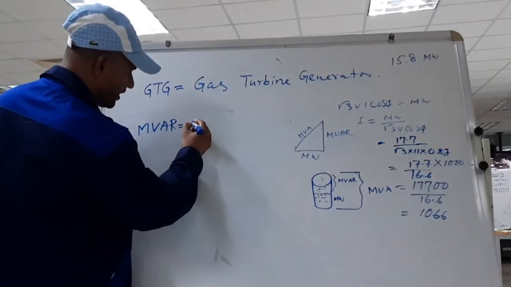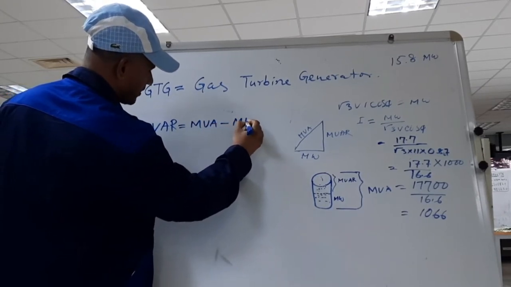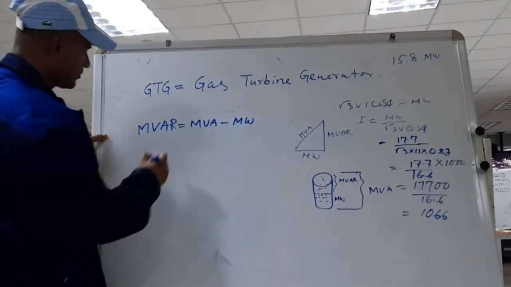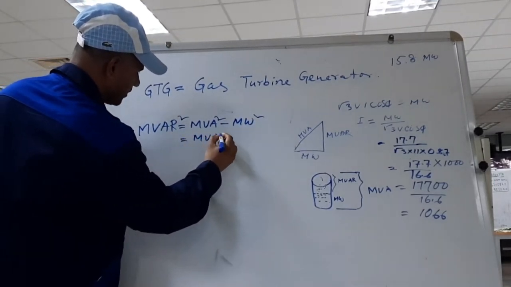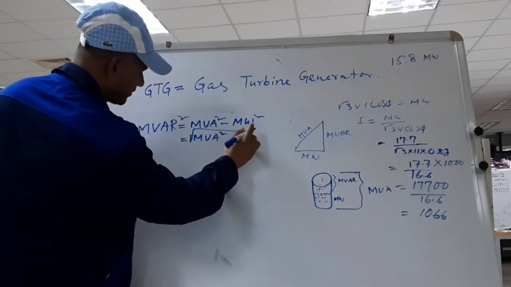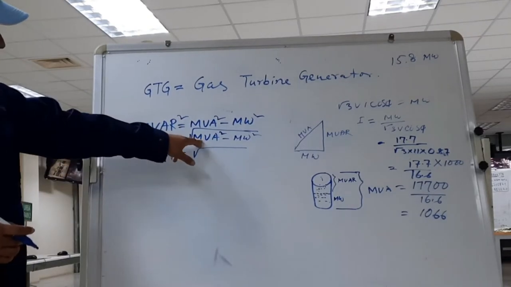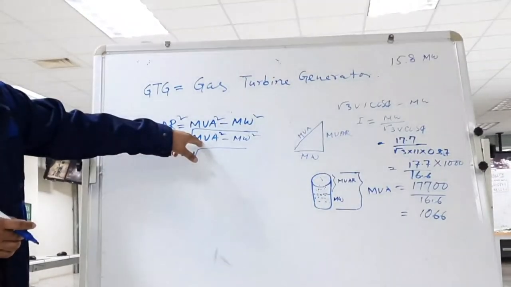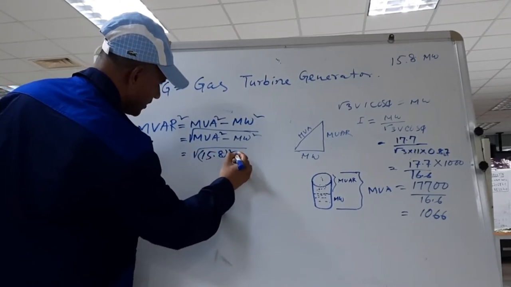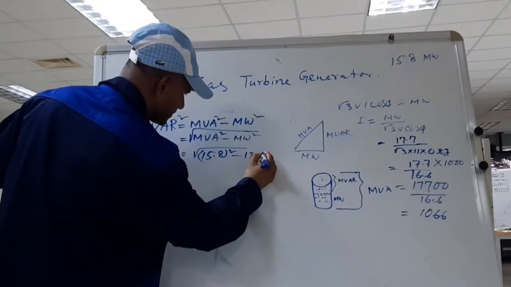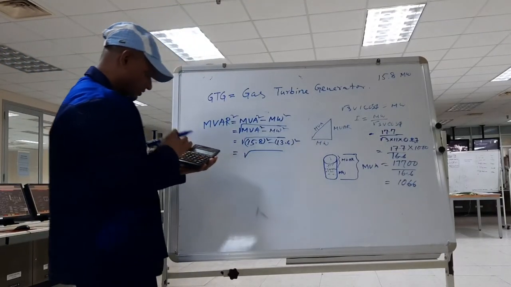Clear? So reactive power equals apparent power minus actual power. It is also like this: root of MVA square minus megawatt square. So how much apparent power did we find out? 15.8. Right, write this: 15.8 square minus active power 13.6 square.